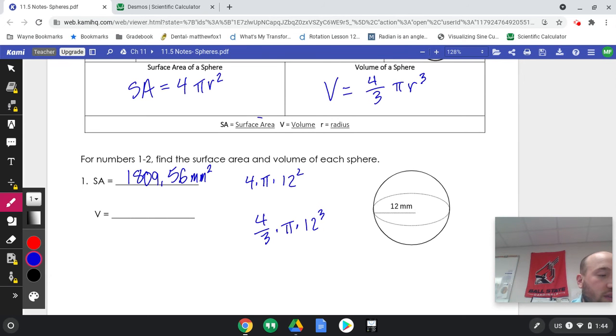All right, so that's for the surface area. The volume, we're done as well.